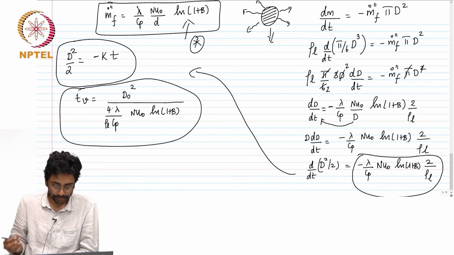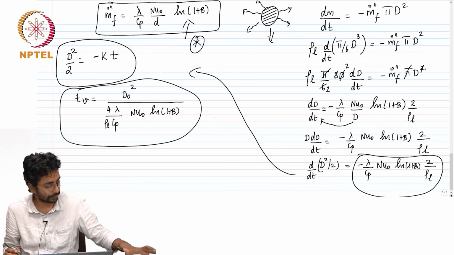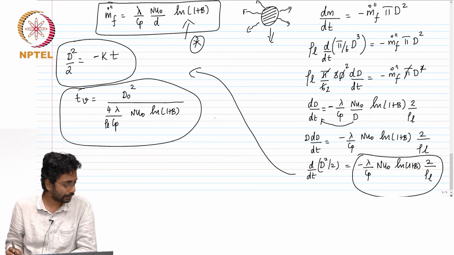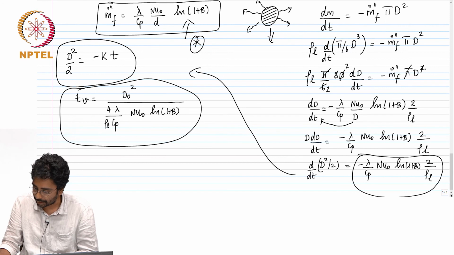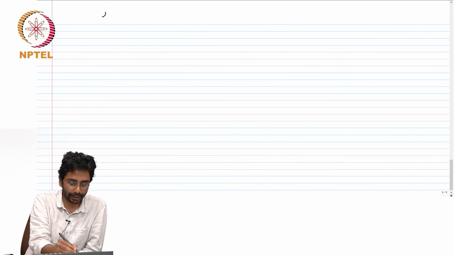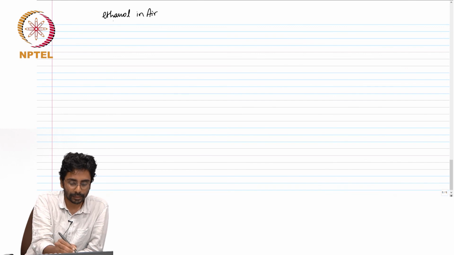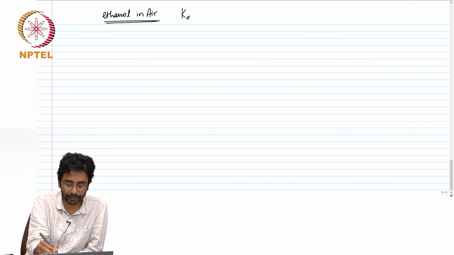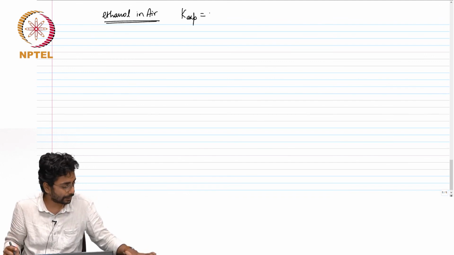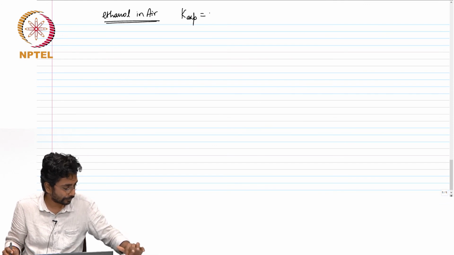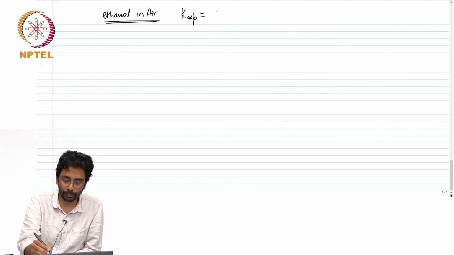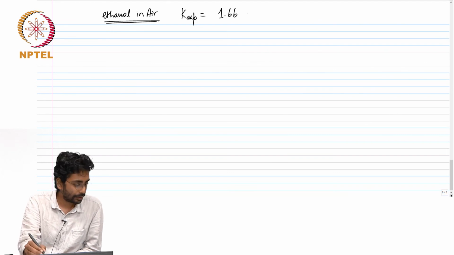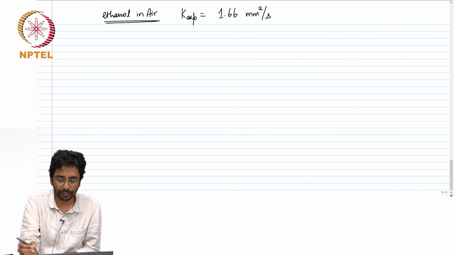Okay. That is it, that completes our discussion of d square law. I will just give you one simple example of combustion of ethanol in air. K from experiment, how much was the K from experiment? Let me go back and check. The K from experiment for ethanol was 1.66 millimeter square per second.